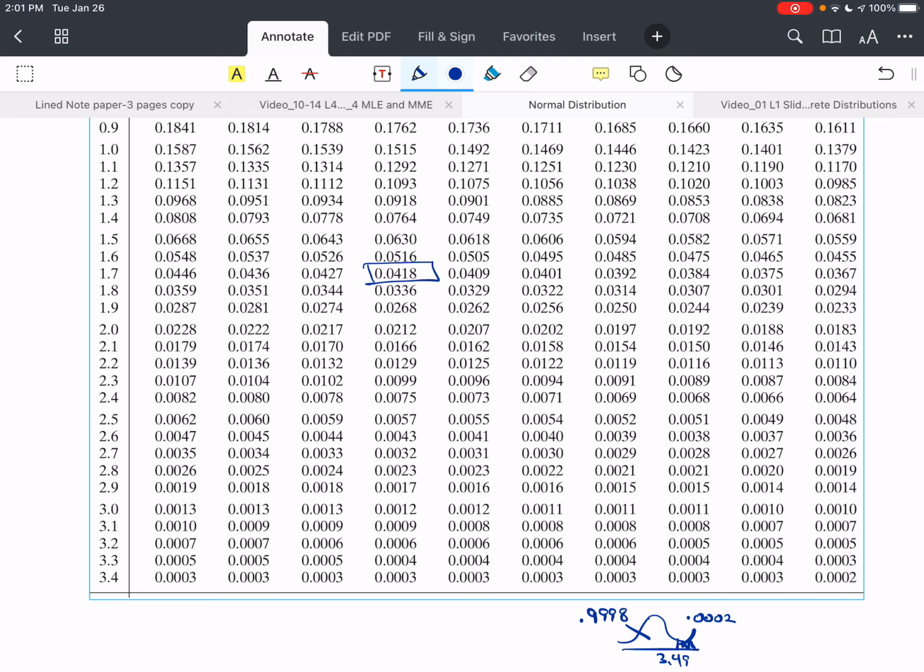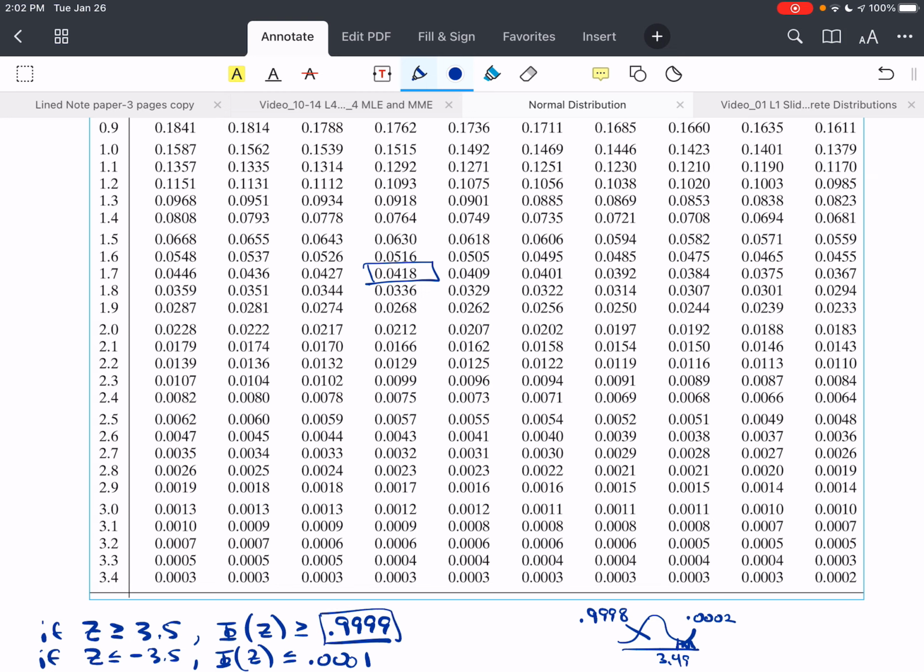So it turns out that if z is greater than or equal to 3.5, phi of z is greater than or equal to 0.9999. So use that. If z is less than or equal to negative 3.5, phi of z is less than or equal to 0.0001. So since we've got a positive 4.04, we're going to use this 0.9999.